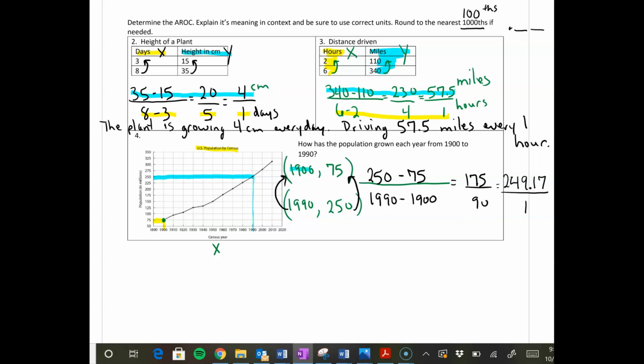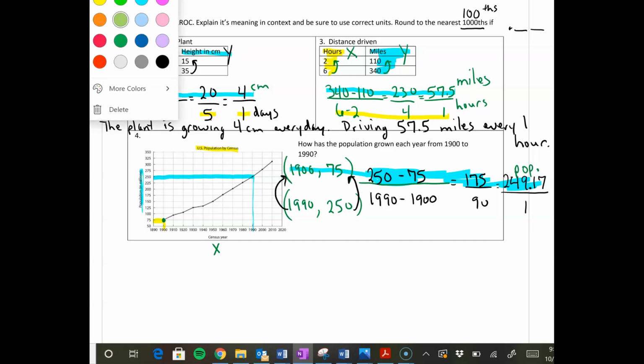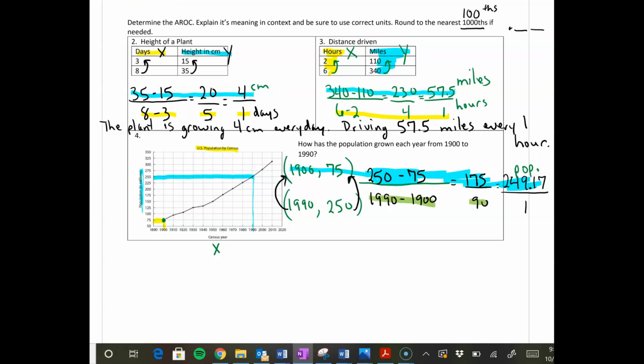So again, everything in the numerator, whoops, I didn't mean to highlight that first part, just this part. Everything in the numerator, these are my y values. So this is the population. This is my population in millions, but I'm just going to write POP for population. Everything in my denominator now, that's my x value, and x is the years. That's what my x value or x axis says. So that's the years.